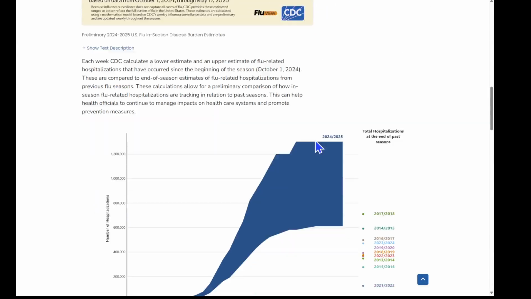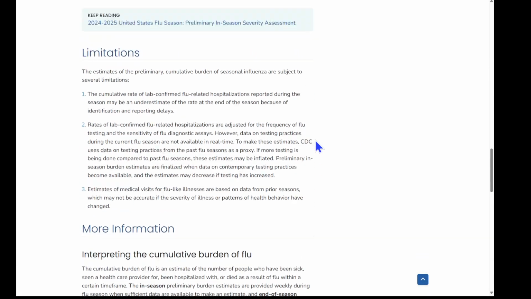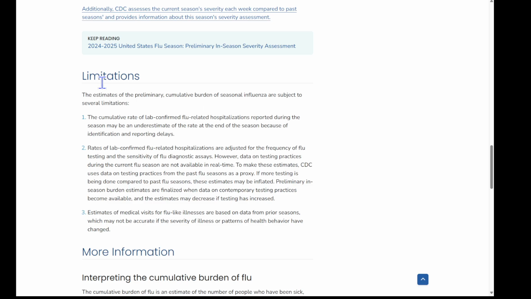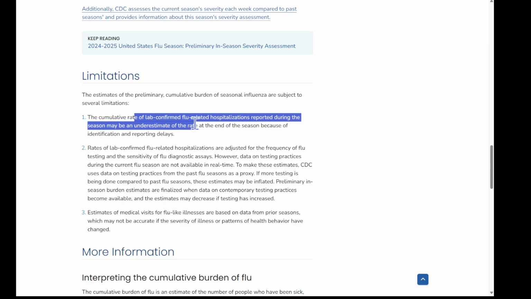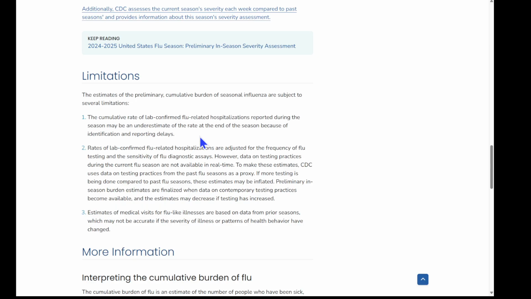Now, as for their in-season summary, I think I have a different page for it. They do list limitations here though. So their first limitation is cumulative rate of lab-confirmed flu-related hospitalizations. Not all flu cases can be reported, and not all of the population can be surveilled for disease accurately. So, based on this, not all cases will be reported, and some of them would have been delayed, and there might be underestimates because there has to be identification, right?